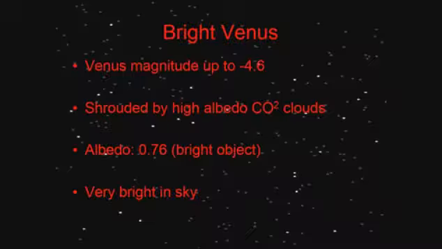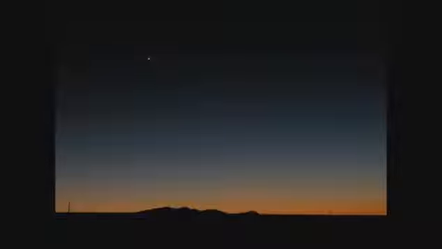It's completely shrouded by high albedo CO2 cloud, so it's reflecting a lot of light, and its albedo is almost 0.76. That means it's reflecting 76% of the light that's hitting it. The rest of it is being absorbed. And that makes it very bright in the sky, hence its importance to a lot of the ancient peoples who named it after their god. And in this particular image, this is Venus.